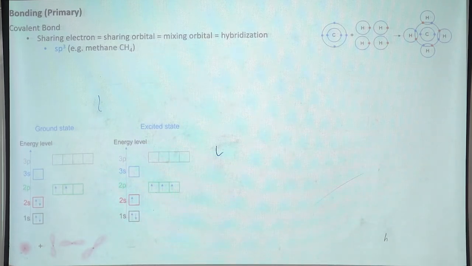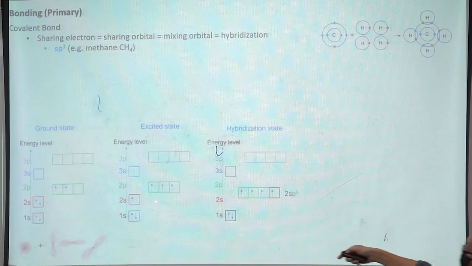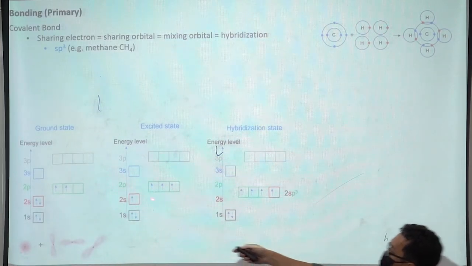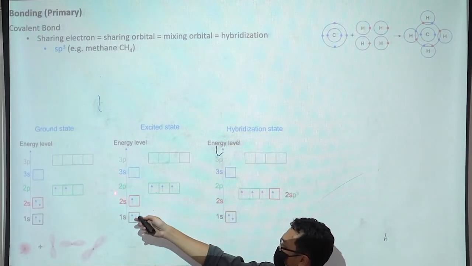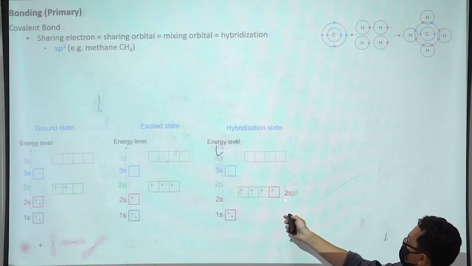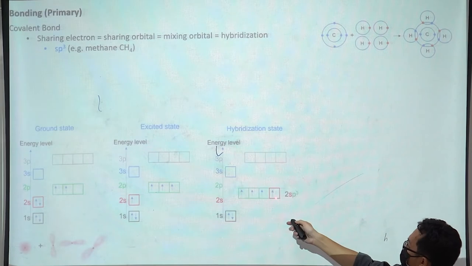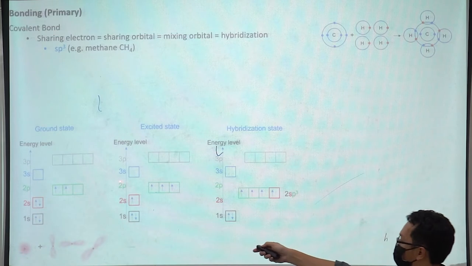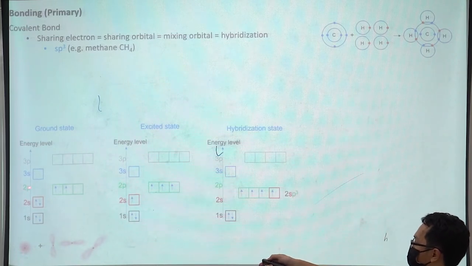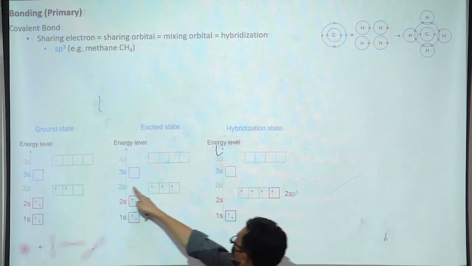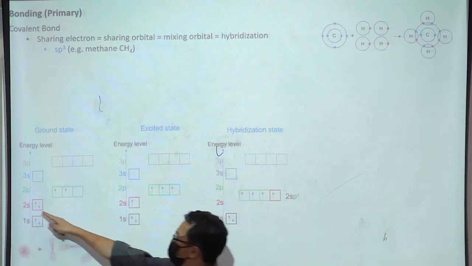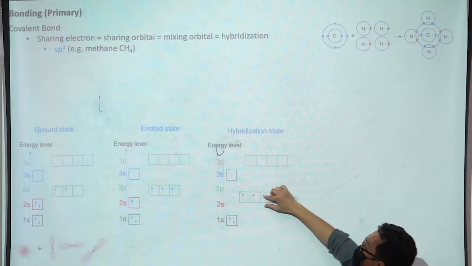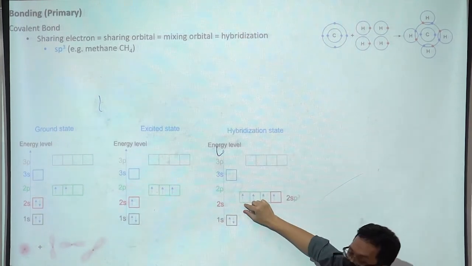But then what happens during hybridization? These two things combine. This 2p and 2s, the combination is sp3: one s and three p orbitals. If you look at the energy level, the p is here, from here to here, and the s is here, from here to here. So the 2sp3 hybrid has an energy level in between. That's why it's not on p, it's not on s. It's a new thing.